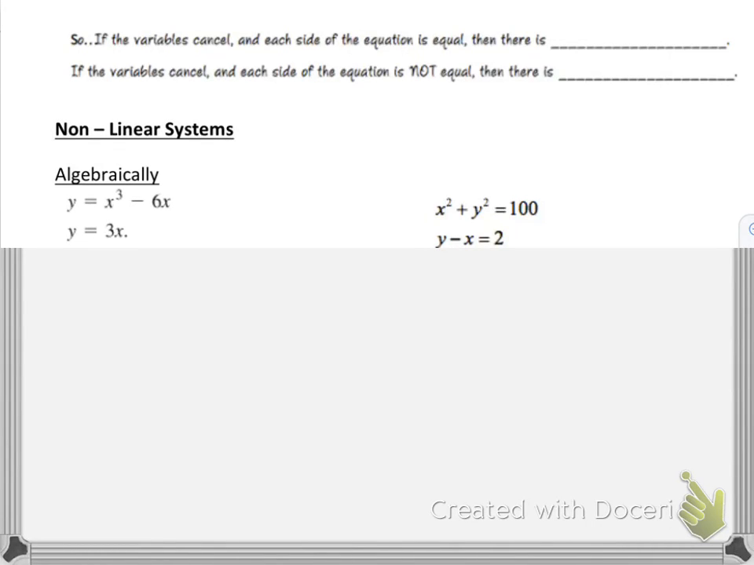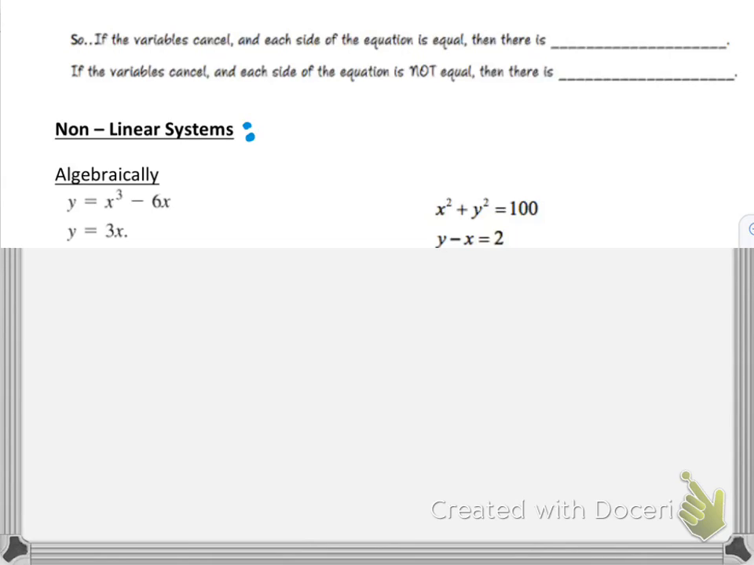So these are the nonlinear systems, and my highly recommended suggestion is that you use substitution. It's not a guarantee, but it's a suggested tack, because most of these have some type of variable that you can isolate, and then you can substitute it into the other.